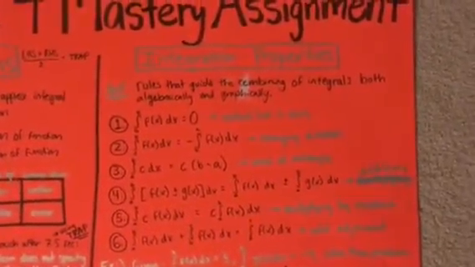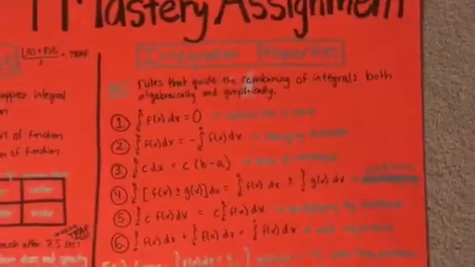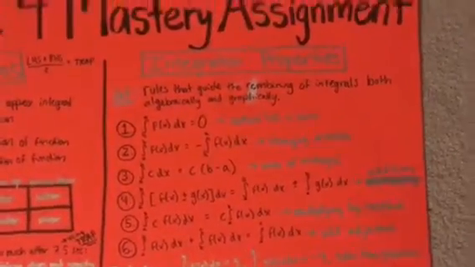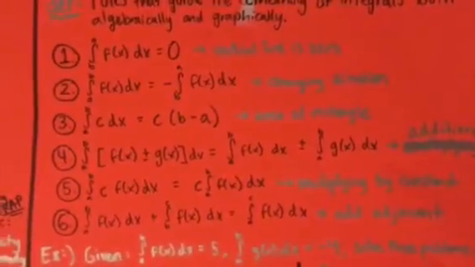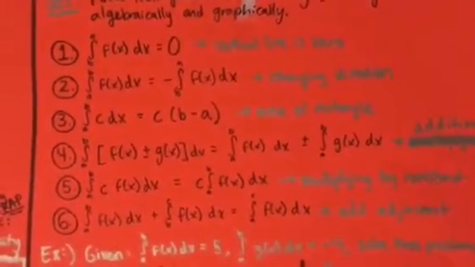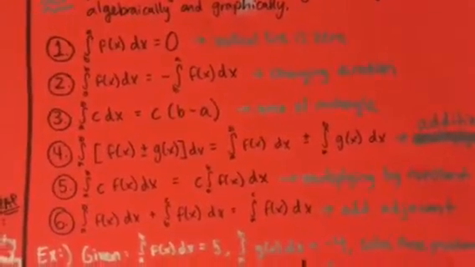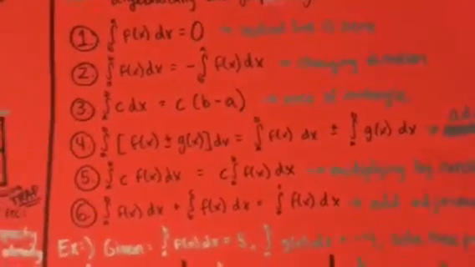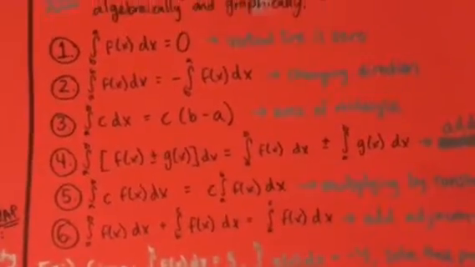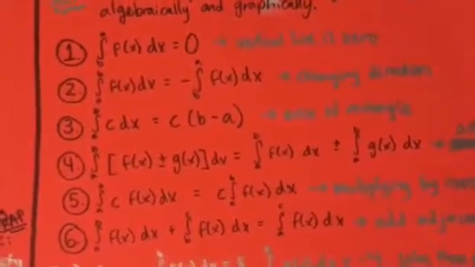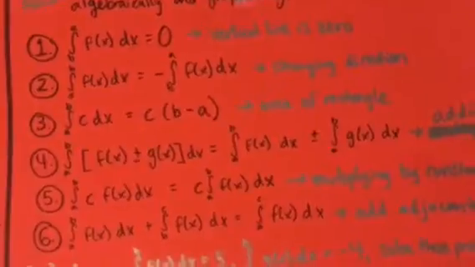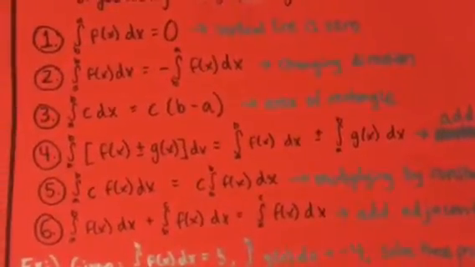So these are rules that guide the combining of integrals, both algebraically and graphically. So here are 6 key integration rules. The first one basically just says that if you have a vertical line, the area is always 0. That makes sense. The second one says that if you change directions, since integrals have a direction from left to right or right to left, it's the same as the opposite direction but negative.